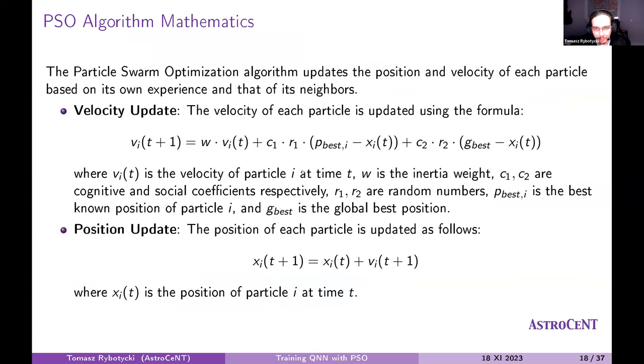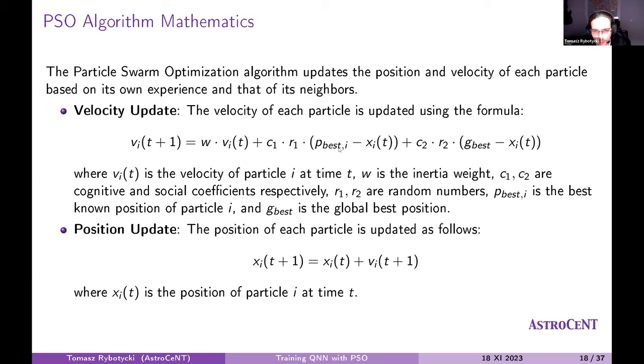So the velocity. What is happening here? When we want to update the velocity, we are looking at the current velocity, and we modify it by some kind of weight, right? So this is the inertia parameter, basically. This is one of the hyperparameters of the algorithm.